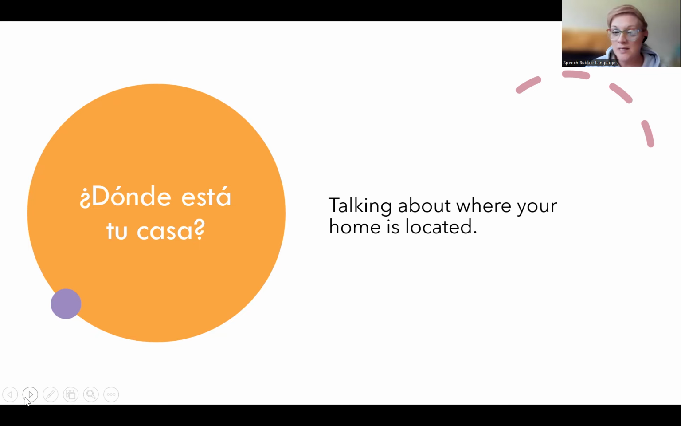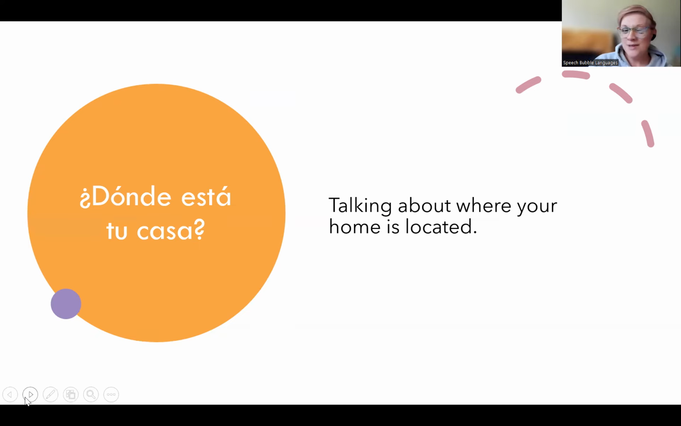¿Dónde está tu casa? Now, obviously, if you don't live in a house, you should live in an apartment or a farm, whatever it might be. You can kind of tweak that question so that it fits better. So instead of saying ¿Dónde está tu casa? We could say ¿Dónde está tu piso? ¿Dónde está tu apartamento? ¿Dónde está tu granja?